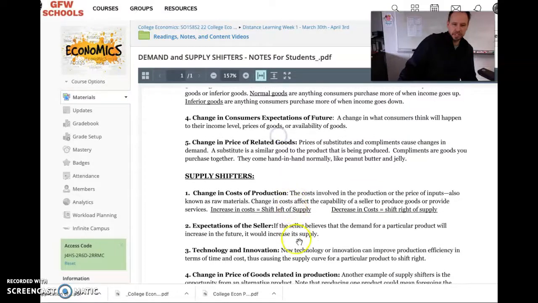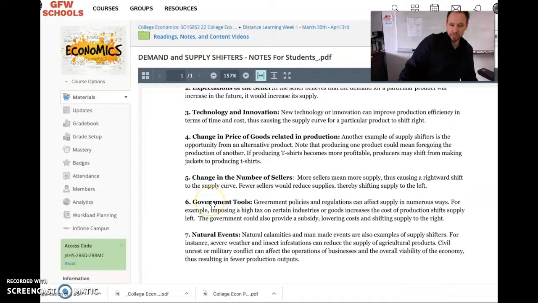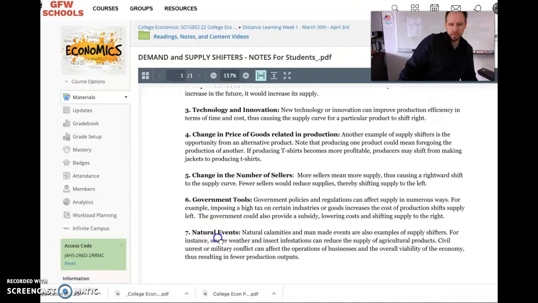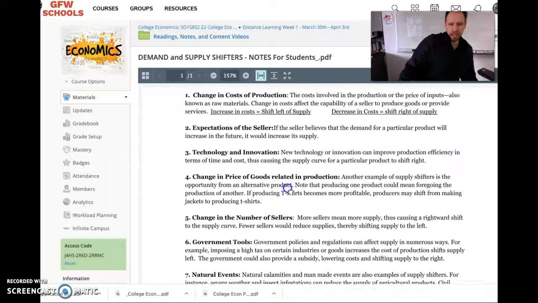And just like the demand curve has shifters, the supply curve does as well. So we have change in the cost of production. Anything that makes it more expensive shifts to the left. Anything that decreases the cost shifts to the right, increases supply. But also we have expectations of the seller, technology, innovation, change in the price of related goods, numbers of sellers, government tools, taxes, subsidies, and new laws government passed can also shift supply. And what we're going through right now, a natural event with COVID-19. These are things that can all shift supply.